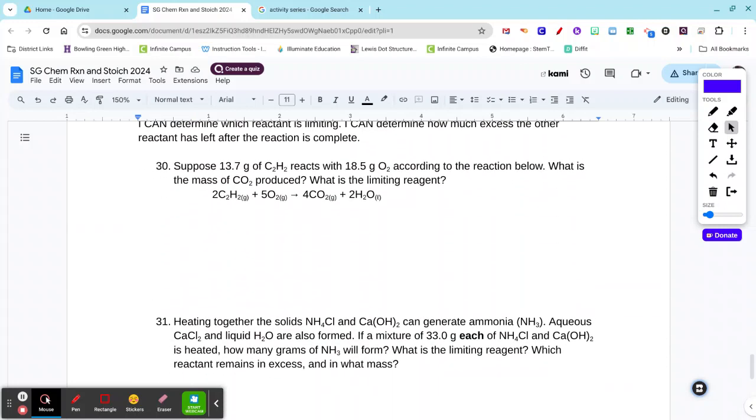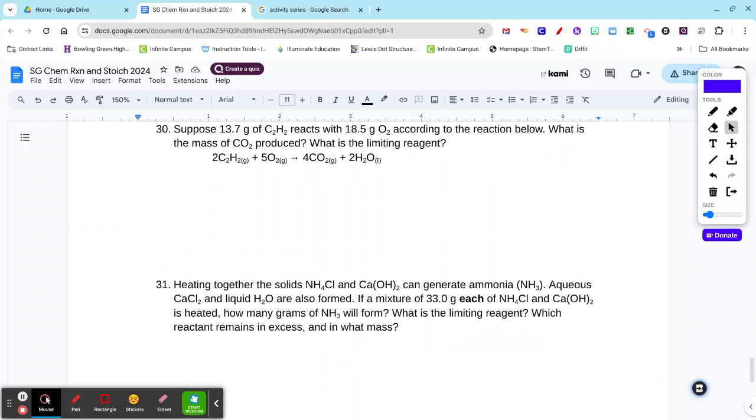Okay, so this one gives you your equation, and we know immediately that it's a limiting reactant because it gives us 2 starting amounts. It gives us the amount of each of our reactants. So that means I'm going to have 2 problems here at least. So I have to start with 13.7 grams of C2H2, and then I also have to start with 18.5 grams of O2. Okay, automatically, I already know that.